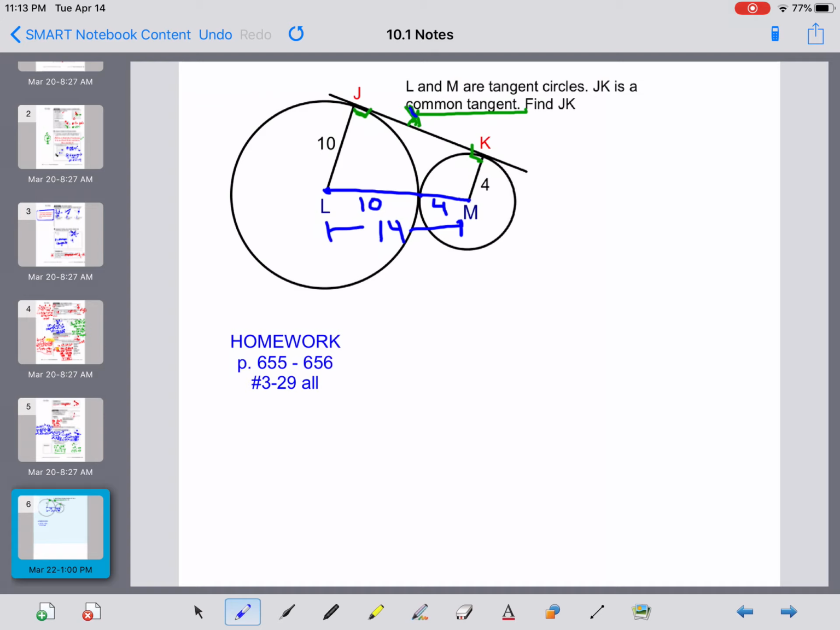Now, quick note, because both of these are right angles, we know that JL and KM are parallel to each other because they're both perpendicular to the same line. So going back to a chapter 3 note, we know they're parallel to each other. So we have a trapezoid here. We don't have a rectangle. That would have been a lot nicer, but we have a trapezoid.